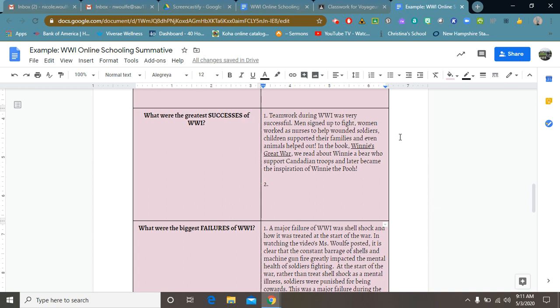But let's see what my student example says. Teamwork during World War I was very successful. Men signed up to fight, women worked as nurses to help wounded soldiers, children supported their families, and even animals helped out. In the book, Winnie's Great War, we read about Winnie, a bear who supported Canadian troops and later became the inspiration of Winnie the Pooh. So you'll see I TTQA'd. I talked about why teamwork was successful. I gave some evidence, and then I cited where I got some specific thinking from. Okay? That's all you have to do, friends.